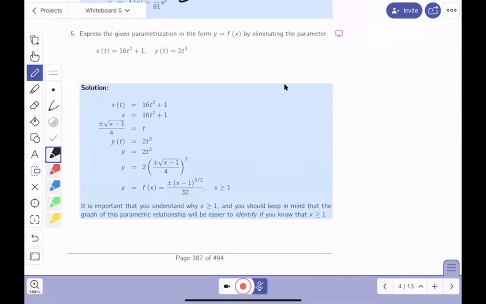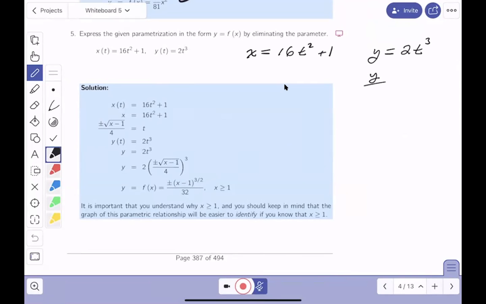And again, it's really the same story over and over again. And I'm going to write x down. What's x? X is 16t squared plus 1. And y is equal to 2t cubed. All right. Again, the question is, how are you going to do this? There are many ways to do it. What I'm going to do here is the more traditional approach. I'm just going to solve one of these things for t. And I think the second equation is pretty easy to solve for t.